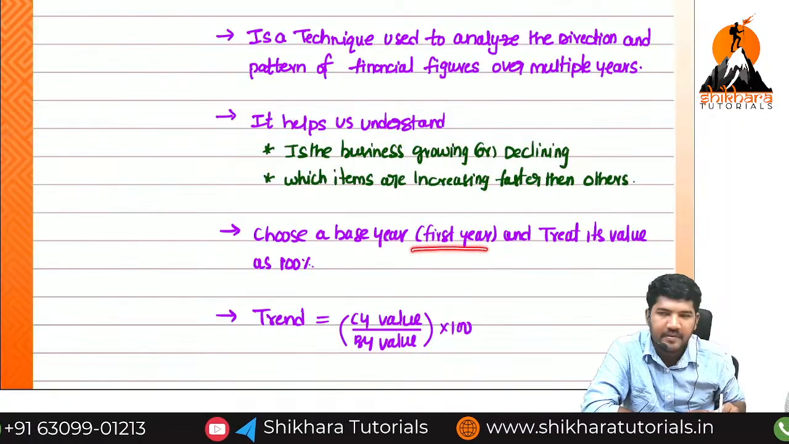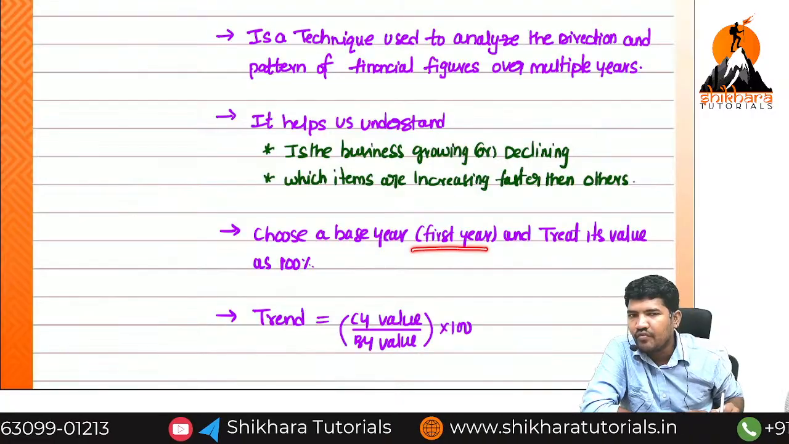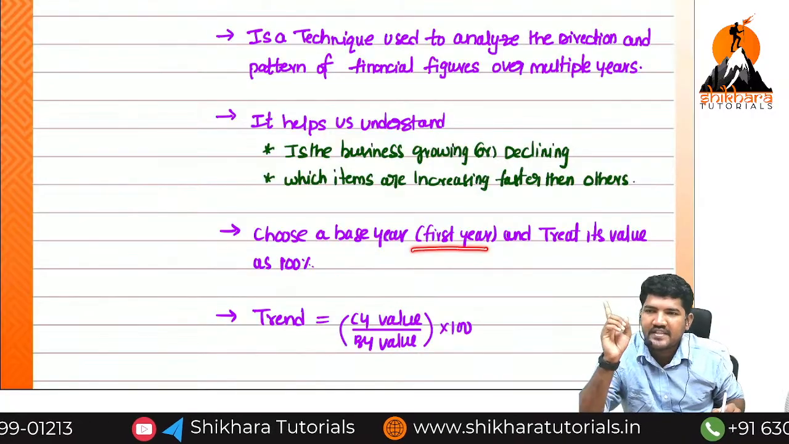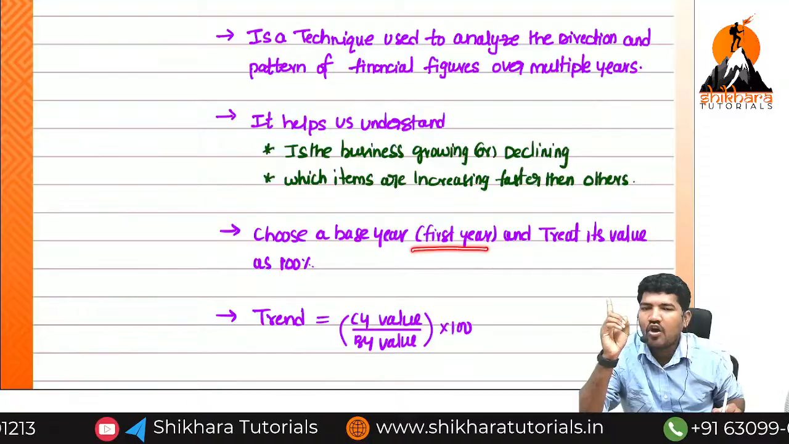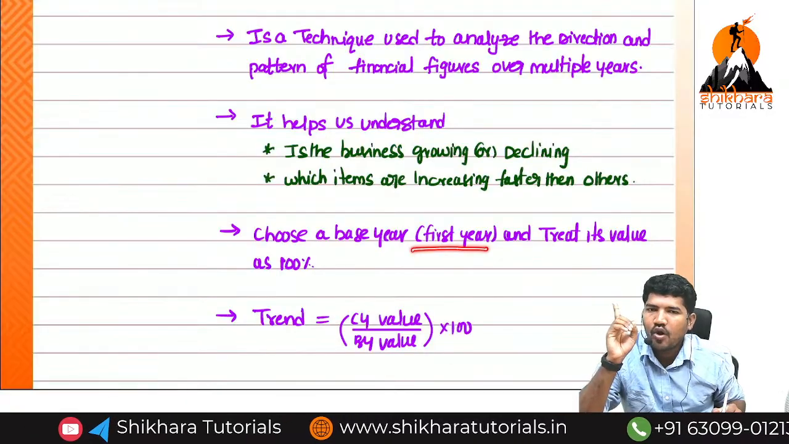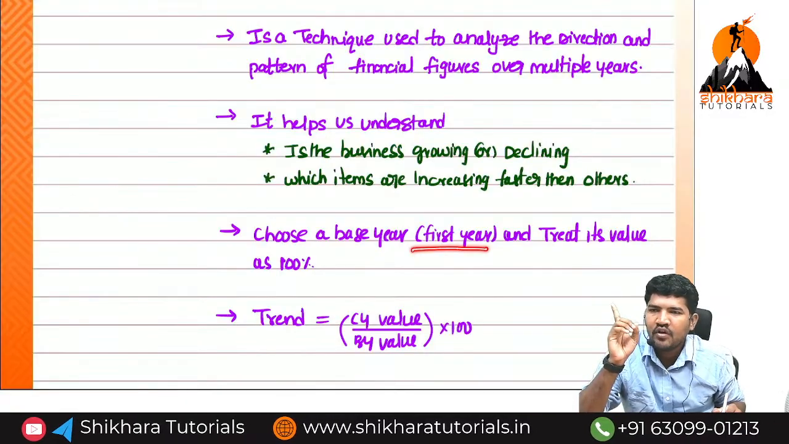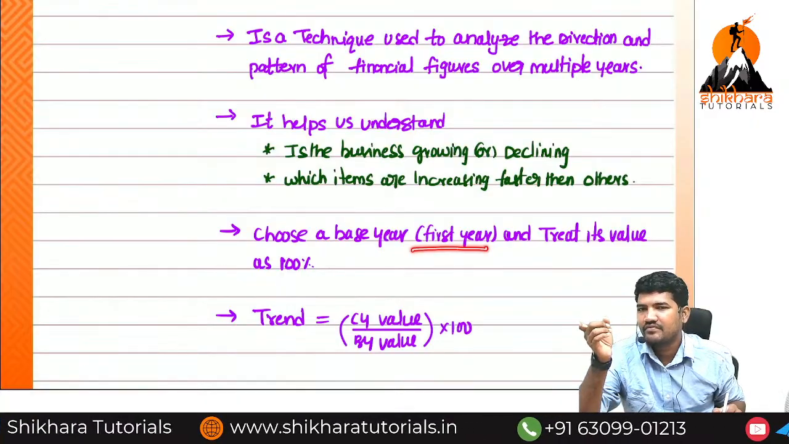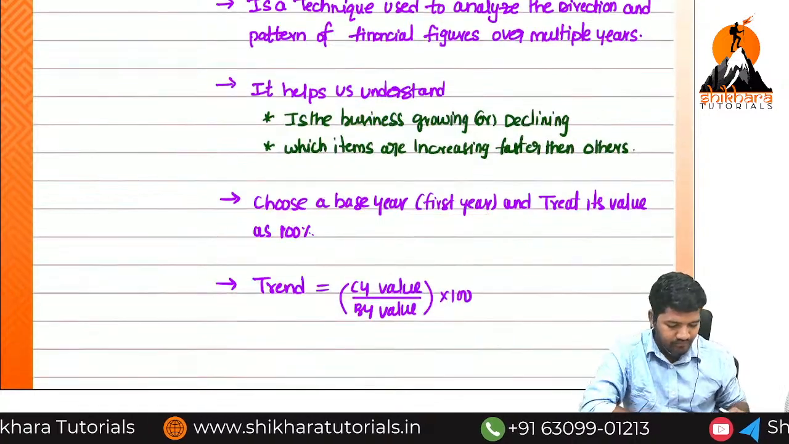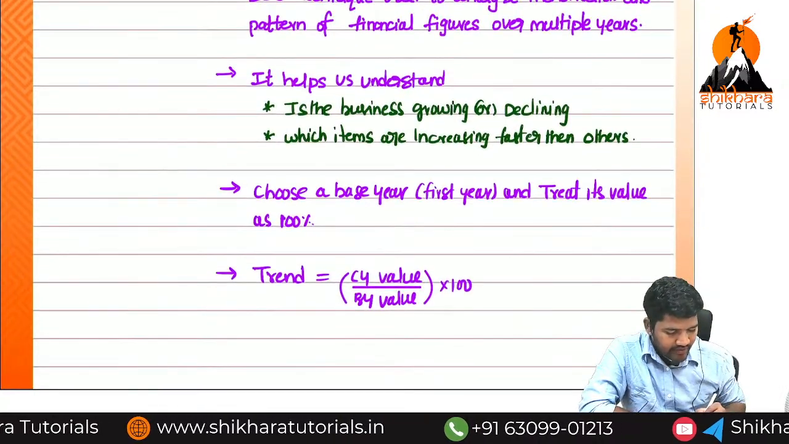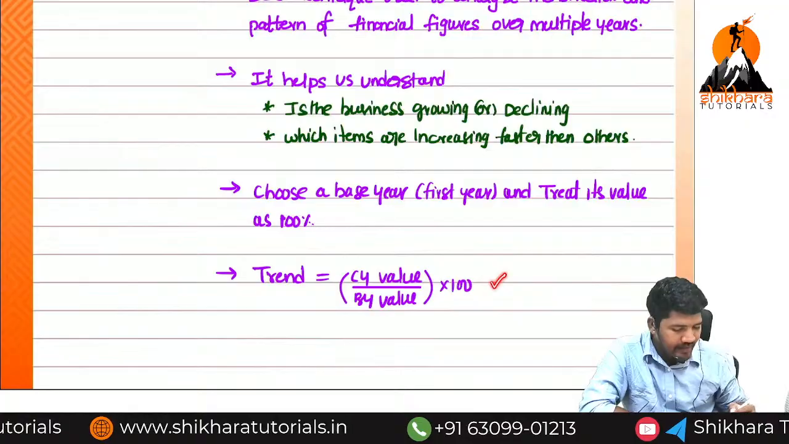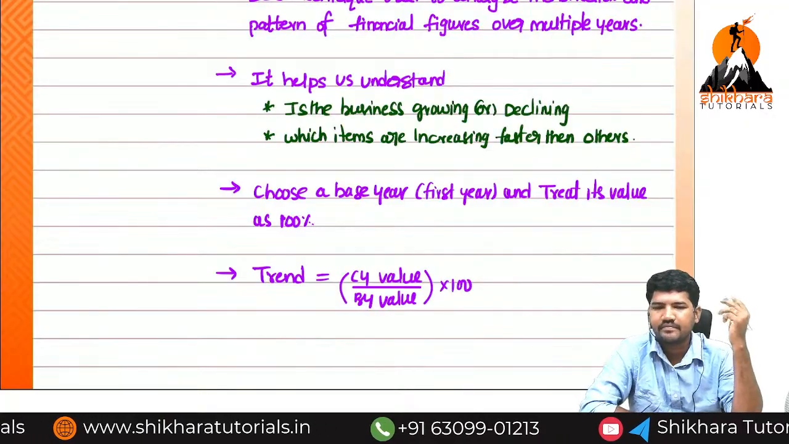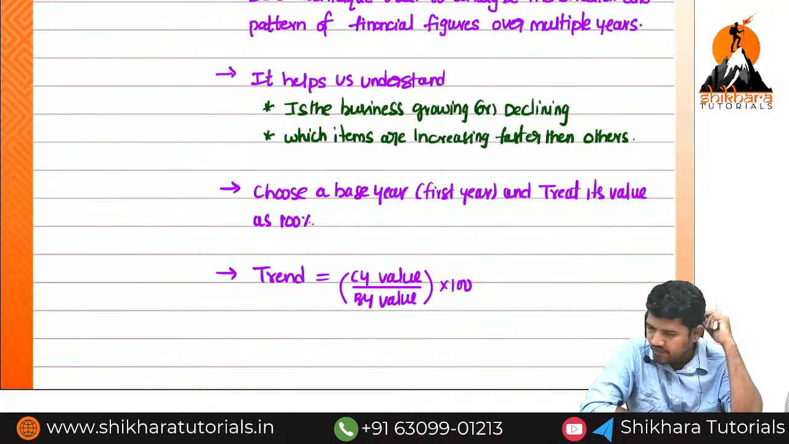The base year must be the first year. If you have 10 years of information, the first year is known as the base year, not the last year, not the middle years. If you take the last year, we can't predict the past trend. So the trend equals the current year value divided by the base year value into 100. Write down the points.